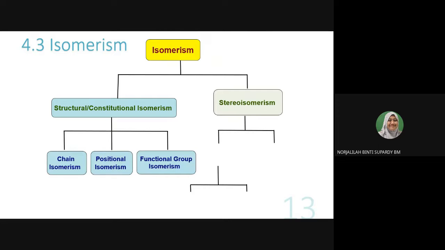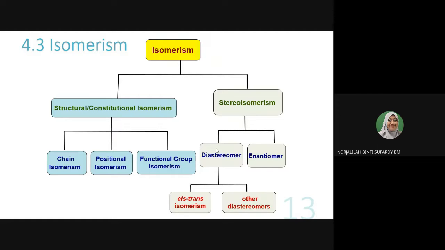Okay, so the structural isomerism can be divided into three types. The first one is the chain isomerism, positional isomerism, and functional group isomerism. Meanwhile, for stereoisomerism, it is divided into two, which is diastereomer and enantiomer. Diastereomer is divided into another two parts, which is cis-trans isomerism and other diastereomers.